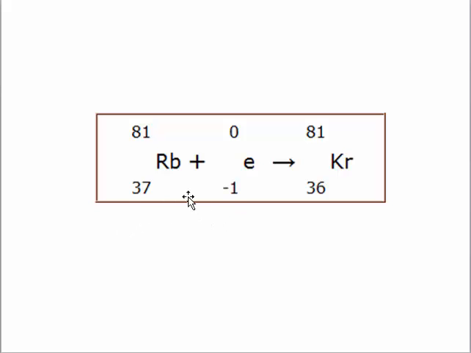This is a fusion reaction. You notice that this rubidium atom is combining with an electron, and the atomic number is decreasing by 1, so it's 37 plus negative 1 equals 36, and of course 81 plus 0 is 81. And now that it has 36 protons in it, it's a krypton atom.